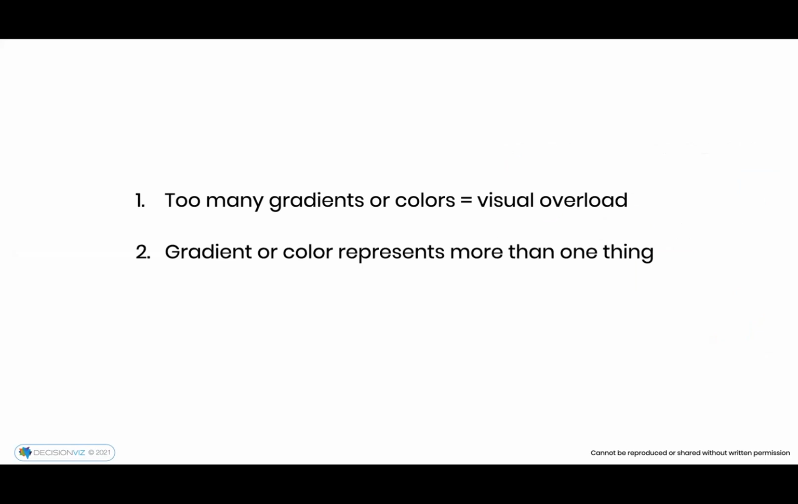When you use a color or gradient to represent more than one thing, it starts to mess with your brain, because now you're looking at it and you see the same colors or gradients and you think they are related, but they're not necessarily related. We'll see what that means.